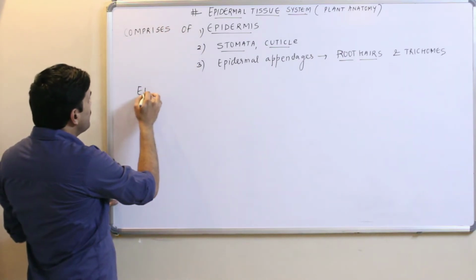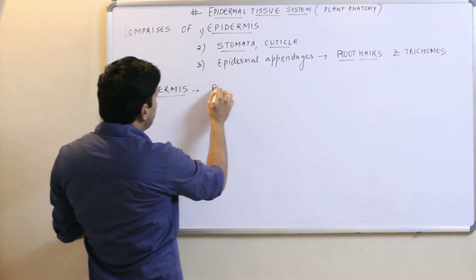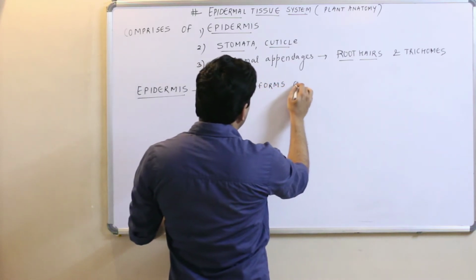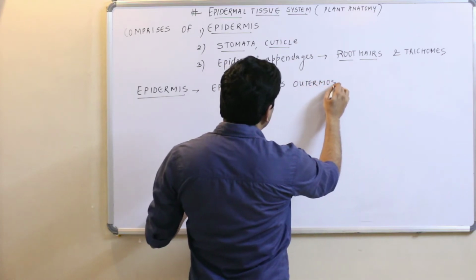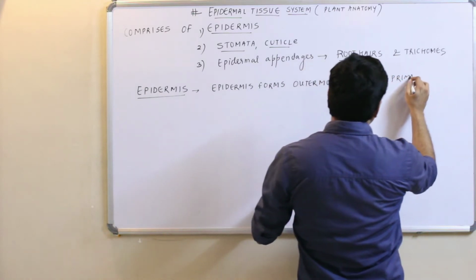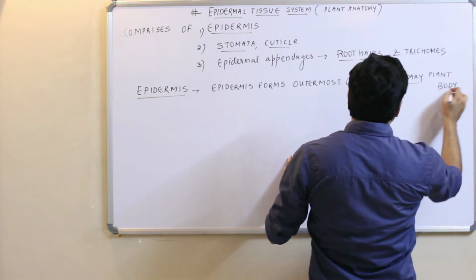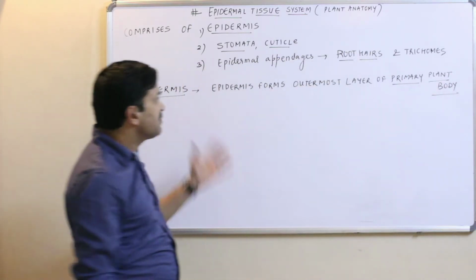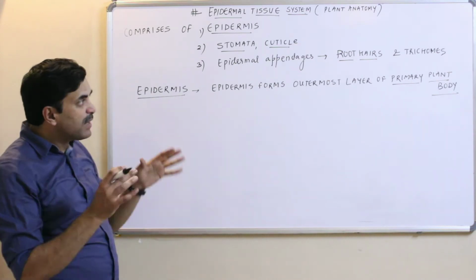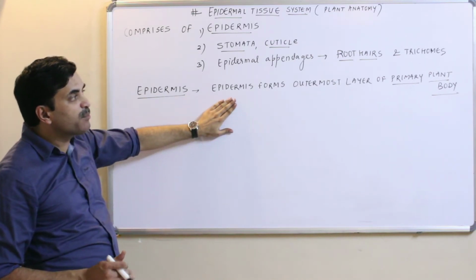Okay, so the very first part of the epidermal tissue system is the epidermis. Now, epidermis forms the outermost layer of the primary plant body, because when secondary growth occurs, then we can't say that the epidermis is the outermost one. Alright, there will be many changes. So just now I am talking about the primary plant body. So epidermis forms the outermost layer of the primary plant body.